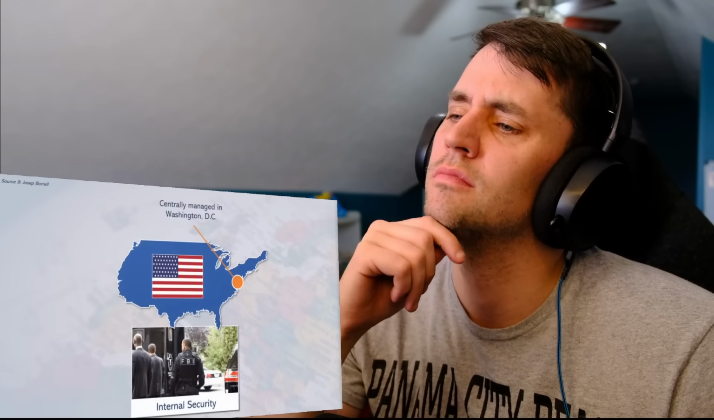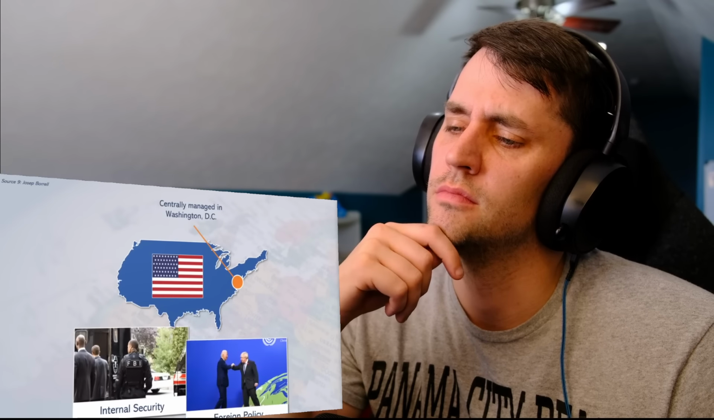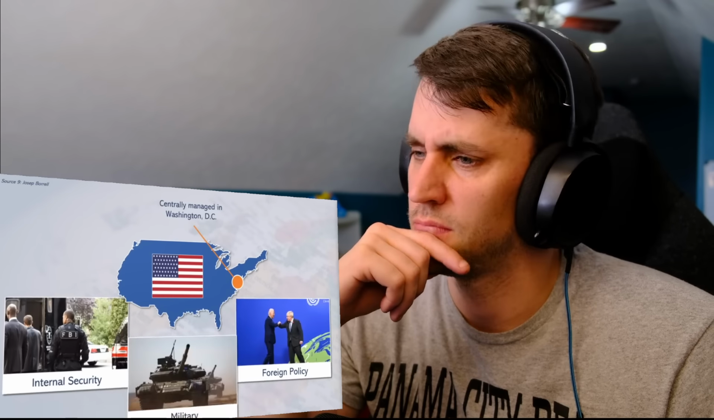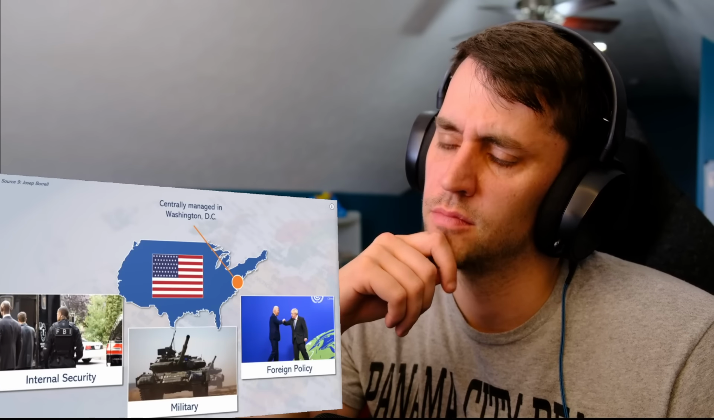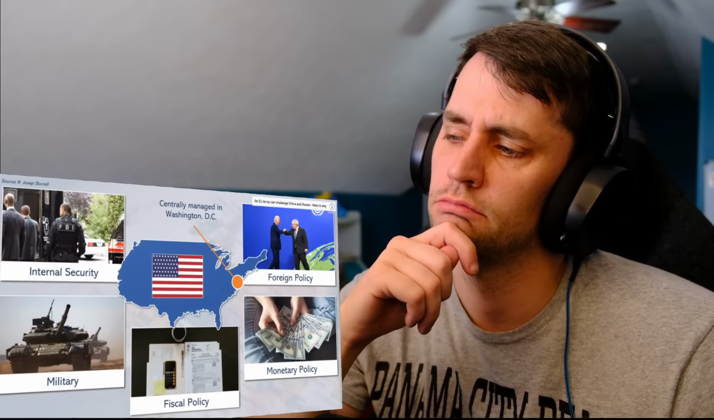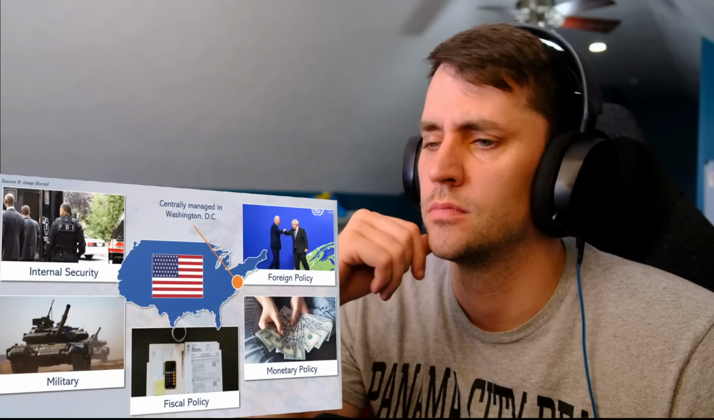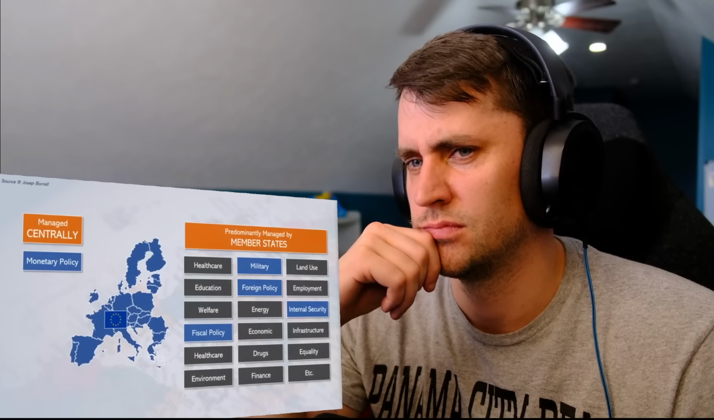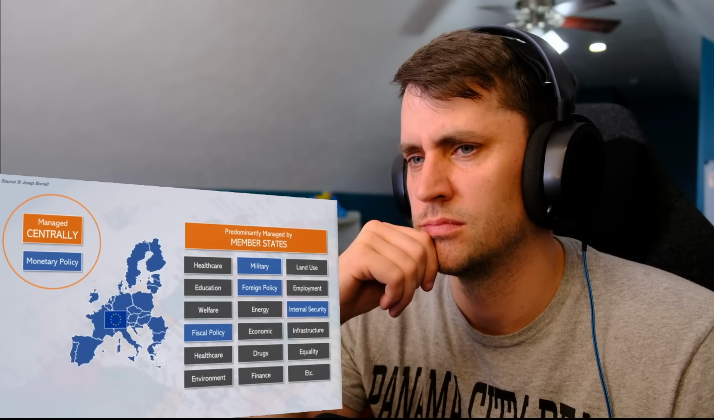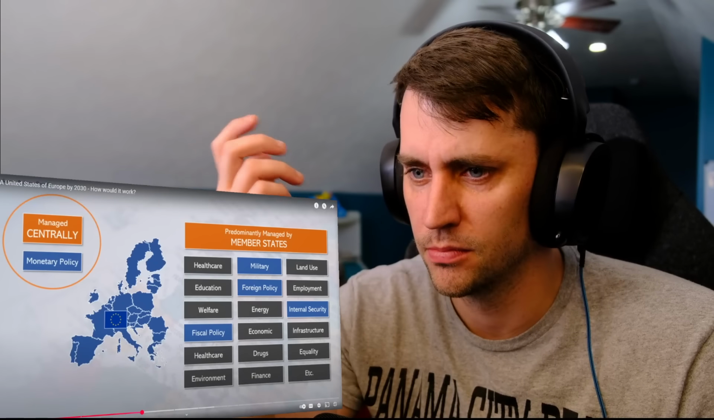Firstly, internal security, for example, the FBI. Secondly, foreign policy. Then a common military for defense. Then monetary policy to control the money supply and interest rates. And lastly, a common fiscal policy to finance the provision of these public goods. Currently, only monetary policy is managed centrally in the Eurozone countries. Because it has to be if you're all going to use the same currency.